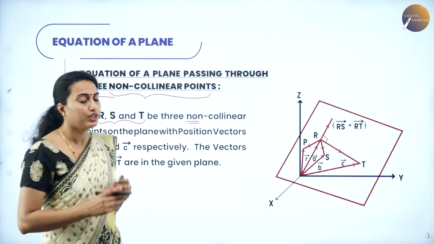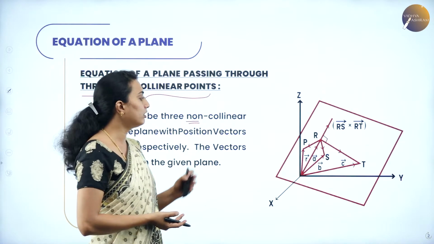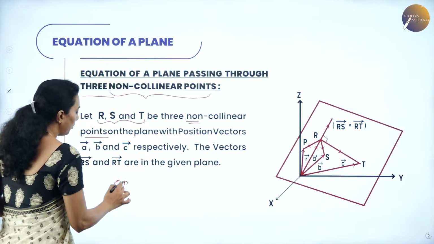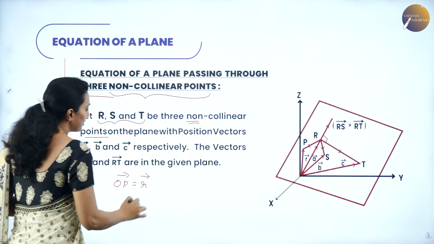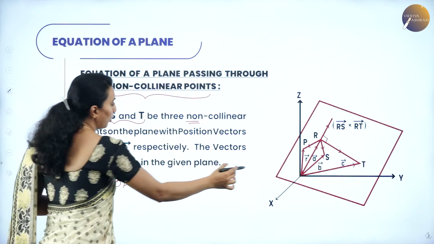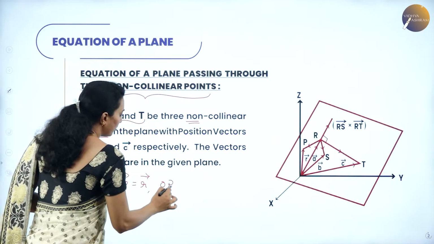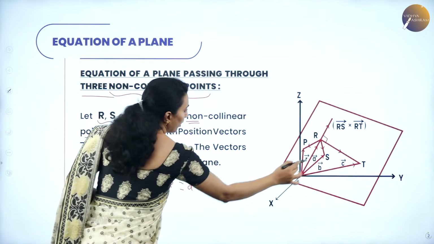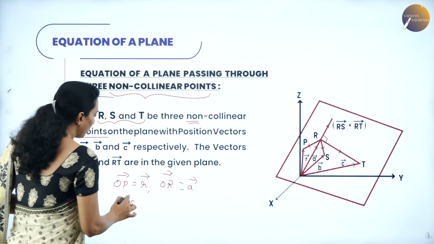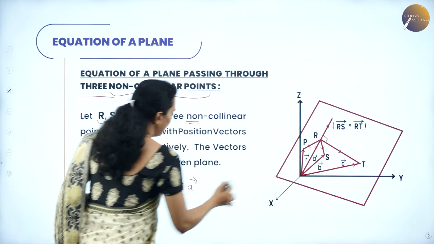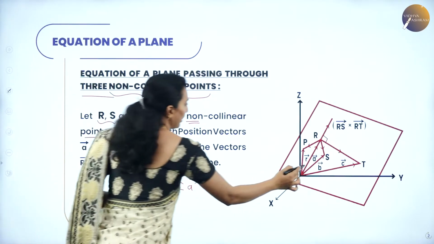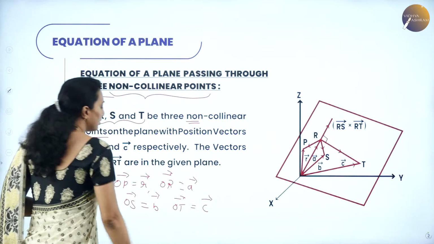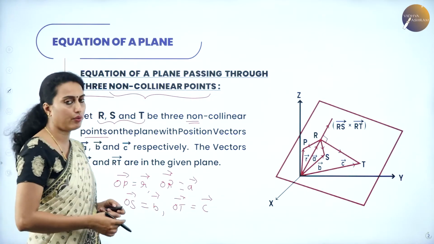according to the diagram, OP vector is equal to r vector. Similarly, OR vector is equal to a vector, OS vector is equal to b vector, the position vector, and OT vector is equal to c vector. So all this explanation you have to write down.